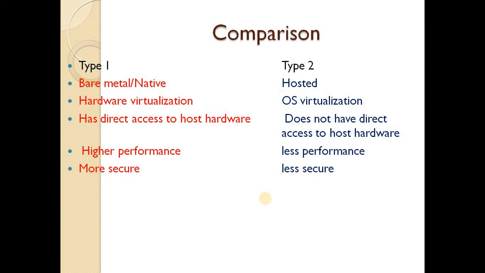Number three, type 1 has direct access to the host hardware, as I've already said. Whereas in your type 2, it's not possible. It seems like the same point is just repeated over here, but I do believe that you understood. Now, if I talk about the performance in your virtualized environment, type 1 hypervisor has a higher performance compared to type 2.